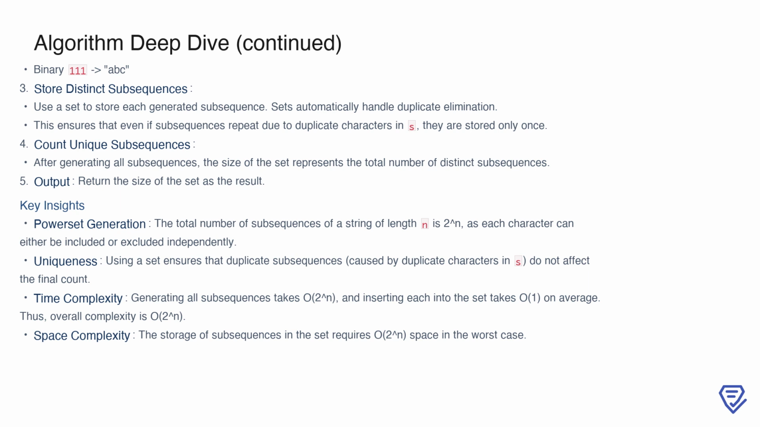The key insights here are that the number of subsequences for a string of length n is 2 to the power of n, and using a set ensures that duplicates are handled efficiently. However, the computational cost of this brute force method is significant, with a time complexity of O(2^n) for generating subsequences and a space complexity of O(2^n) for storing them.